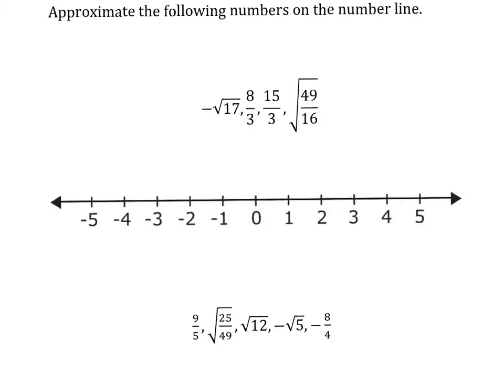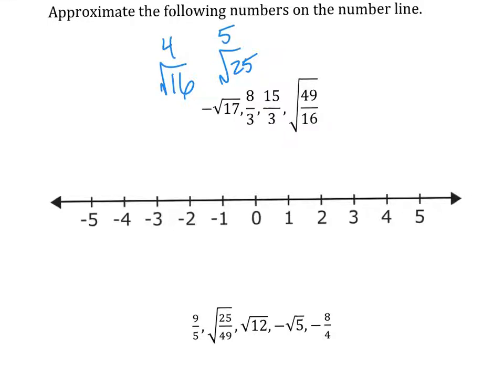Okay, if we have the square root of 17, the way that we're going to figure out where this goes on the number line is by figuring out what perfect squares it's close to, right? So the square root of 17 is between the square root of 16 and the square root of 25. Okay, so it's going to be between 4 and 5.